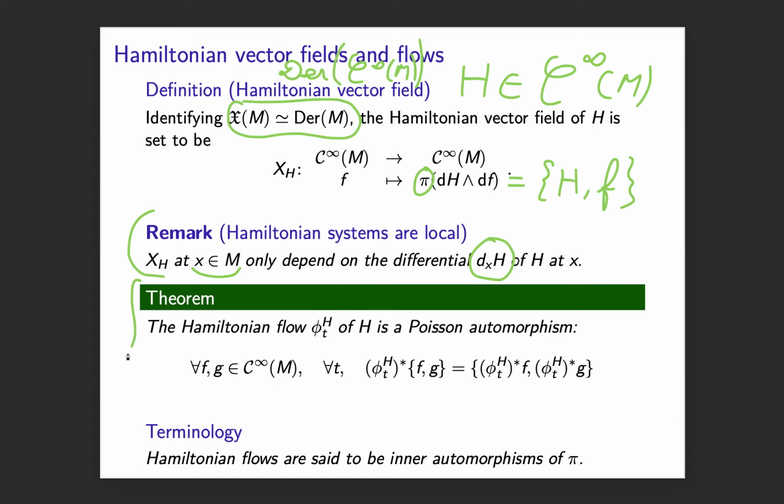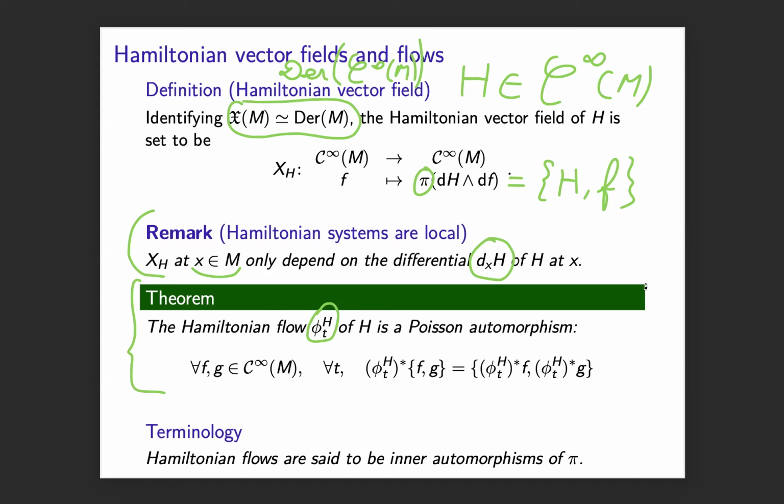And there is a first crucial property of the Hamiltonian flow phi_t^H of H. So what I call the Hamiltonian flow of H is the flow of the Hamiltonian vector field of H. So phi_t^H is the Hamiltonian flow of H at time t. And this Hamiltonian flow is a Poisson automorphism.